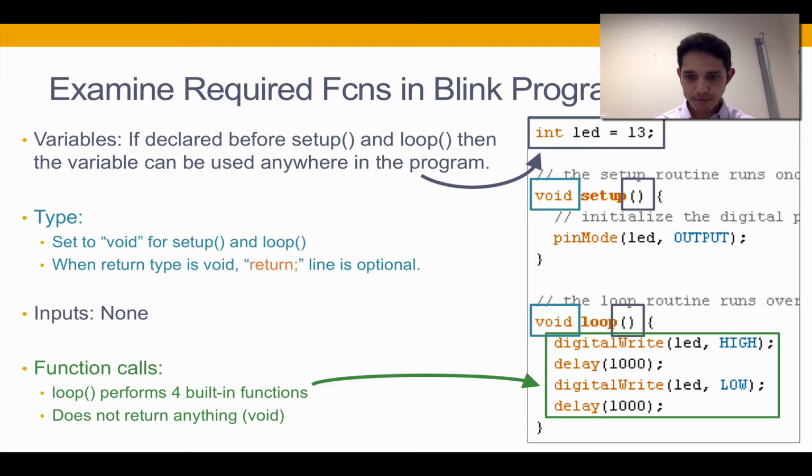So for example, in the loop function, you can see there are 4 commands that are run by these 4 lines. That will run in an infinite loop. And because nothing is returned, because the return type of the loop function is void, we do not need a return statement.